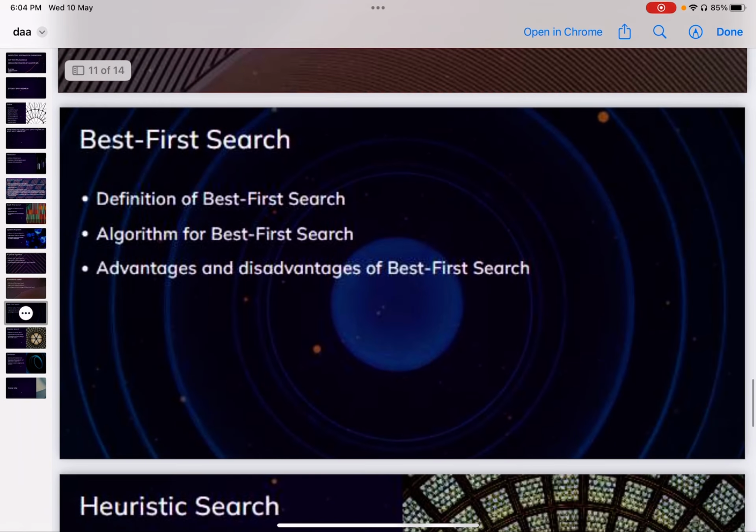The next one is best first search. We can define best first search as a heuristic search algorithm that selects the nodes with the lowest heuristic value. Algorithm for the best first search: it uses a priority queue to keep track of the nodes to visit next. Advantages and disadvantages: it is efficient and works well on large graphs, but may not find the optimal solution. The main disadvantage is that we cannot find the optimal solution in best first search.